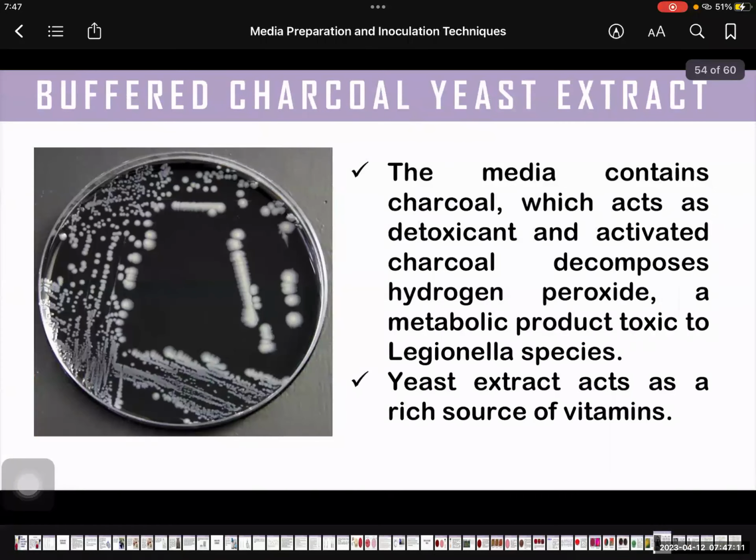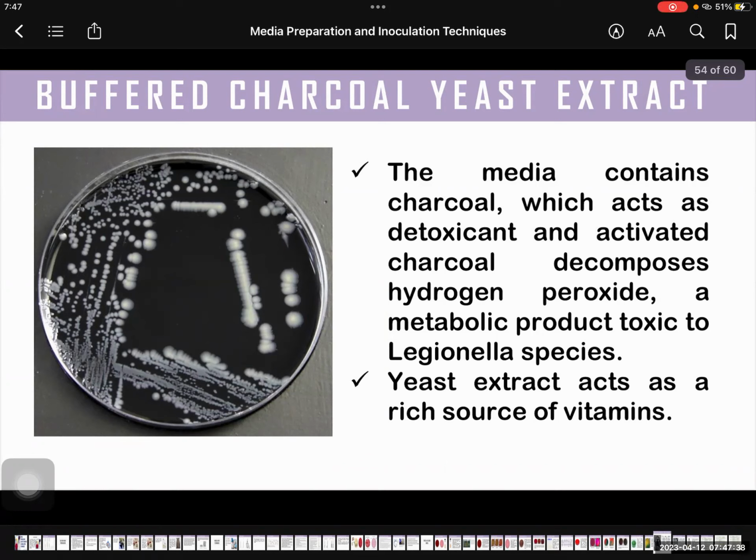Then you also have buffered charcoal yeast extract. So this is a media that contains charcoal which acts as a detoxicant, and activated charcoal decomposes hydrogen peroxide, a metabolic product toxic to Legionella species. So we have here a very specific type of culture media that again selects the growth of a specific organism through the addition of a specific substance.